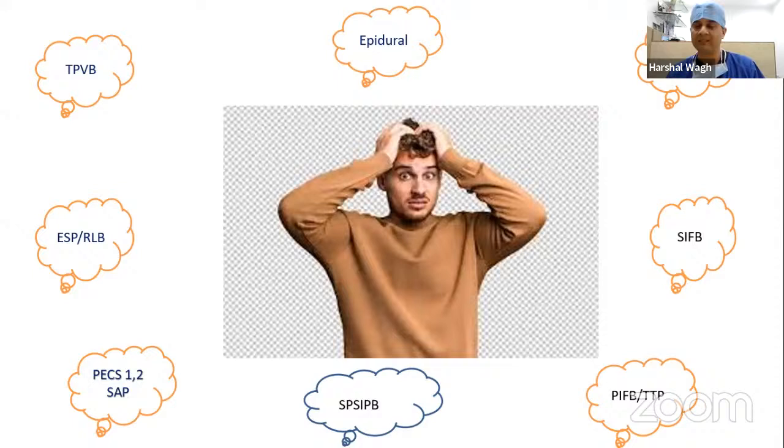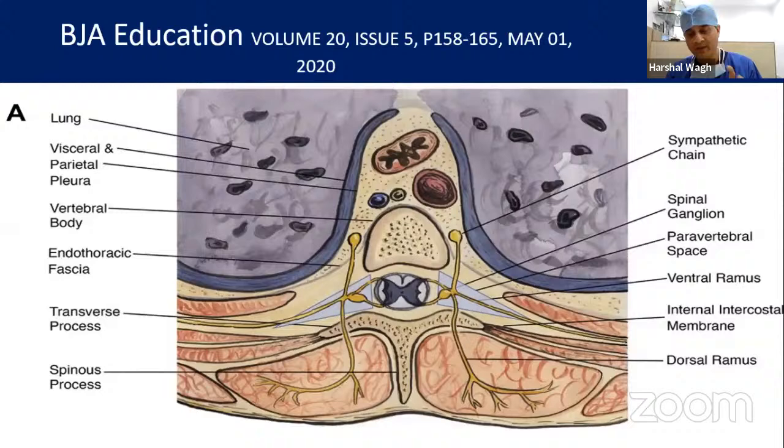And after looking at all these blocks, I think everybody remembers this dialogue: you really don't know which blocks to do for what. Again, if you understand the anatomy, I think you're going to be able to do those blocks without knowing too much of the nomenclature. So I'll quickly go through the anatomy as well.